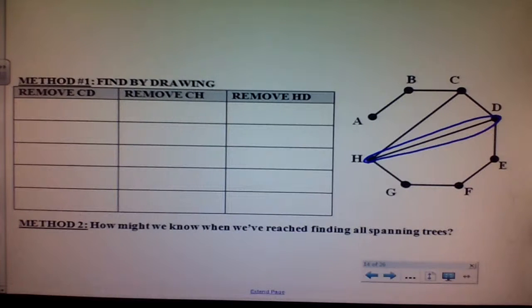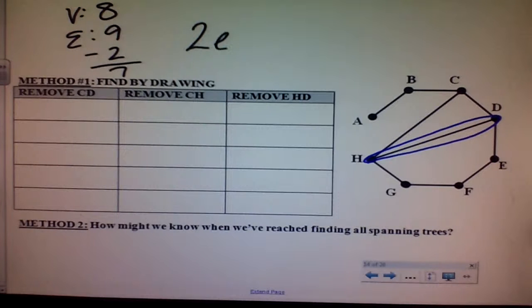So, when you do the redundancy for this one, I still have 8 vertices, and I still have 9 edges, which means I still need to remove 2 edges. But watch what happens. I can still remove either C to D, C to H, or H to D on the first one. Still not gonna be a tree because it's gonna match up to 8.